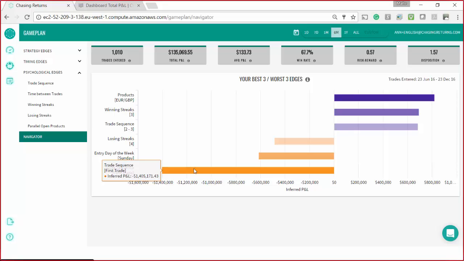Okay, so this is a great way. Once you get familiar with the metrics and you see your edge and you don't know where to start, the best thing to do is start with the navigator, because it helps you put priority on what you want to do.